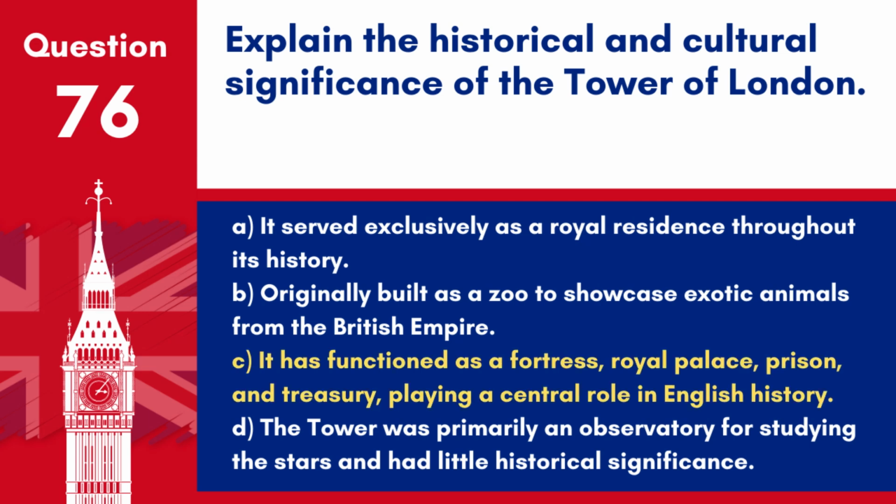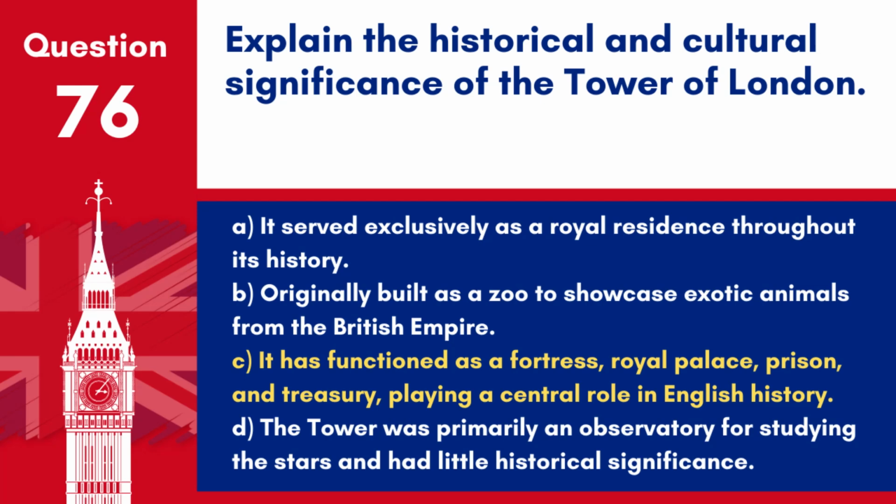Answer: C. It has functioned as a fortress, royal palace, prison and treasury, playing a central role in English history. The Tower of London is a symbol of the monarchy's power and endurance, with a history that reflects the nation's complex past.